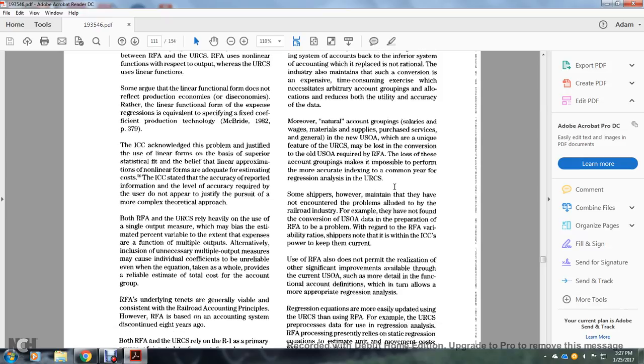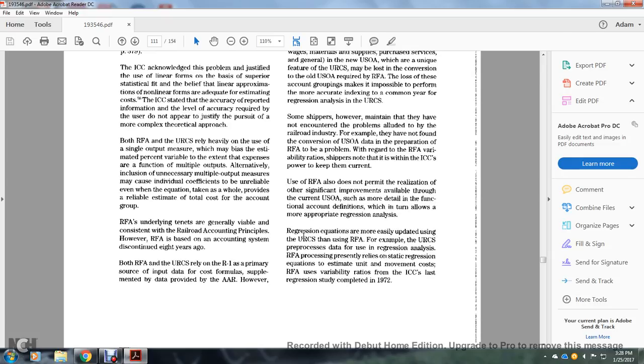Some shippers, however, maintain that they have not encountered the problem alluded to by the railroad industry. For example, they have not found the conversion of the USOA data for the preparation of the Rail Form A to be a problem. Regarding the Rail Form A variable ratio, shippers note that it was within the Interstate Commerce Commission's power to keep them current. Use of the Rail Form A also describes the relationship of the significant improvements available through the current USOA and its more detailed functional accounting definitions, which in turn allow more appropriate regression analysis.